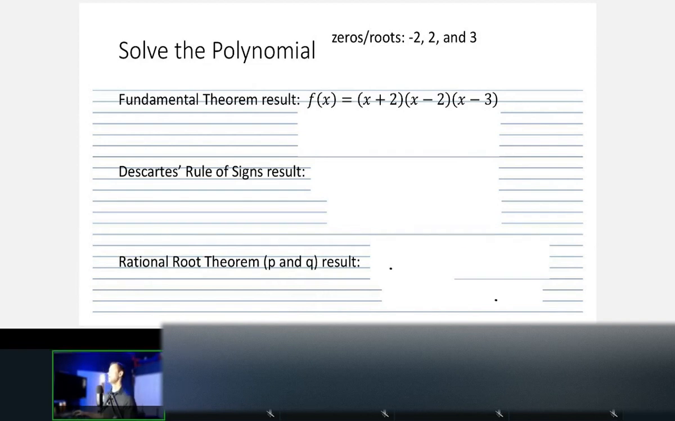How can we all be wrong? So you're probably all right. All right, so let's see. Yep, x cubed minus 3x squared minus 4x plus 12. What did all of you get for x plus 2 times x minus 2?